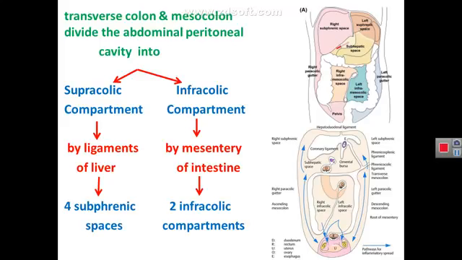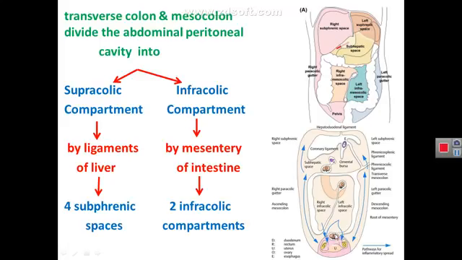You can see here that the right infracolic compartment is triangular with the apex down and the base up. This right infracolic compartment or space is bounded medially by root of small intestine, laterally by ascending colon, and superiorly by root of transverse colon. While the left infracolic compartment is rather quadrilateral, it is bounded superiorly by root of transverse colon, laterally by the descending colon, medially by root of small intestine mesentery, while inferiorly it is opened into the pelvis.